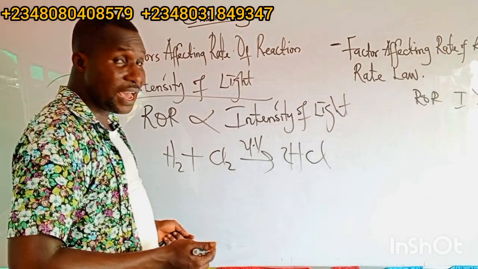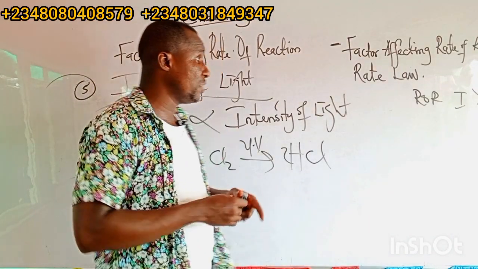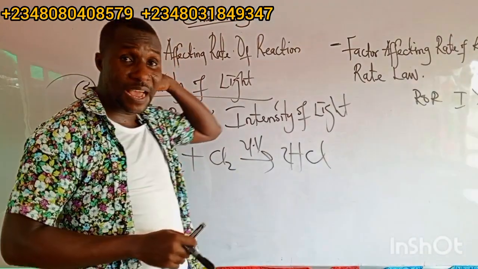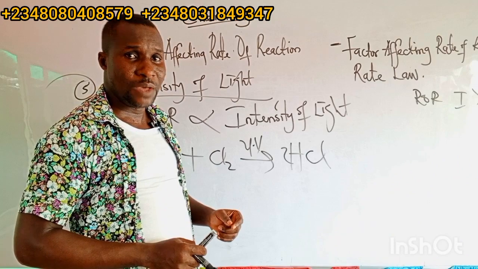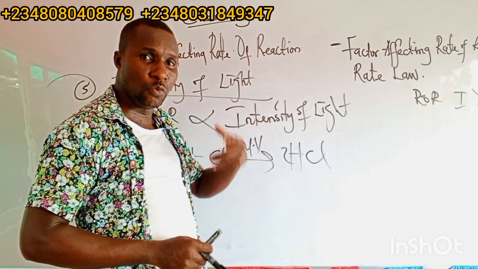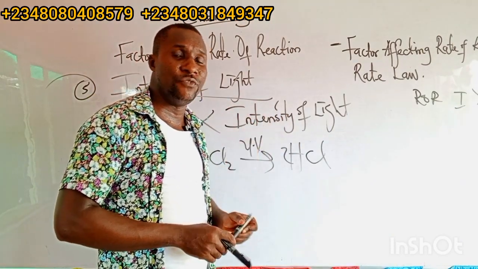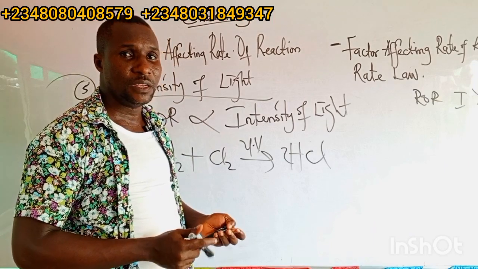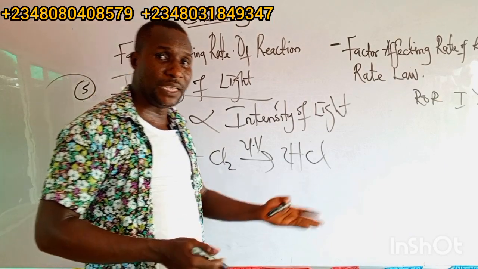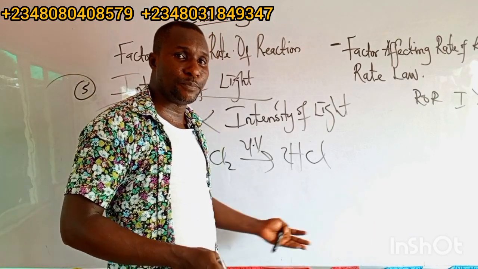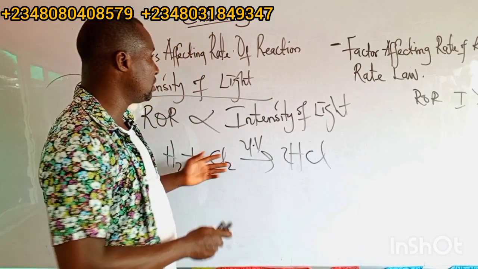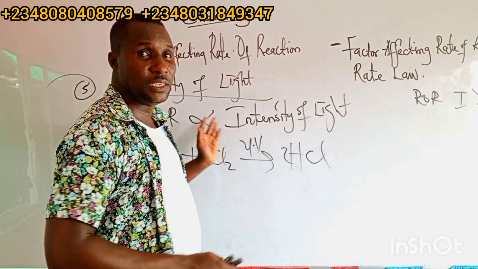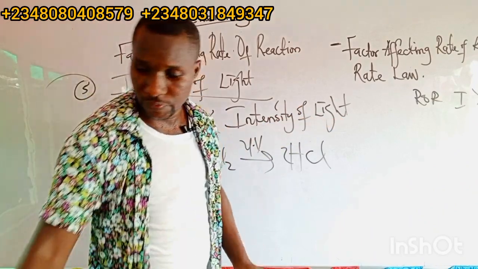That means there are some reactions whose rate of reaction increases with intensity of light, when they need light to have a high rate of reaction, to be fast. Reaction between methane and chlorine gas in the presence of ultraviolet light. Take note of that. That means increase in intensity of light increases rate of reaction.